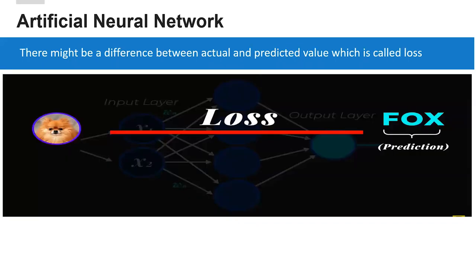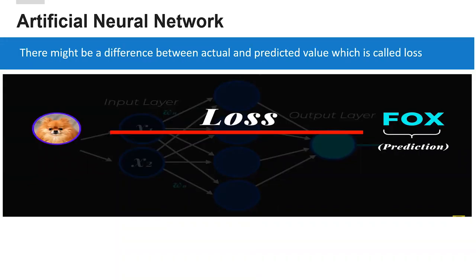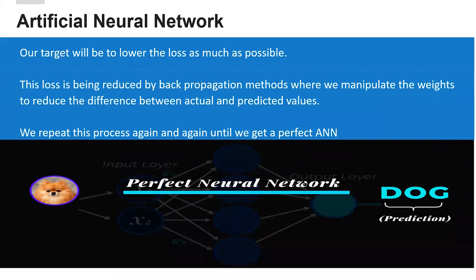But there might be some difference between the actual result and what is predicted. We have seen this in machine learning algorithms as well. This is basically what we call loss, the difference between the actual and the predicted value. And we have seen this loss in linear regression. When I was going through the class, I made sure that linear regression would also come into the picture when we talk about artificial neural networks.